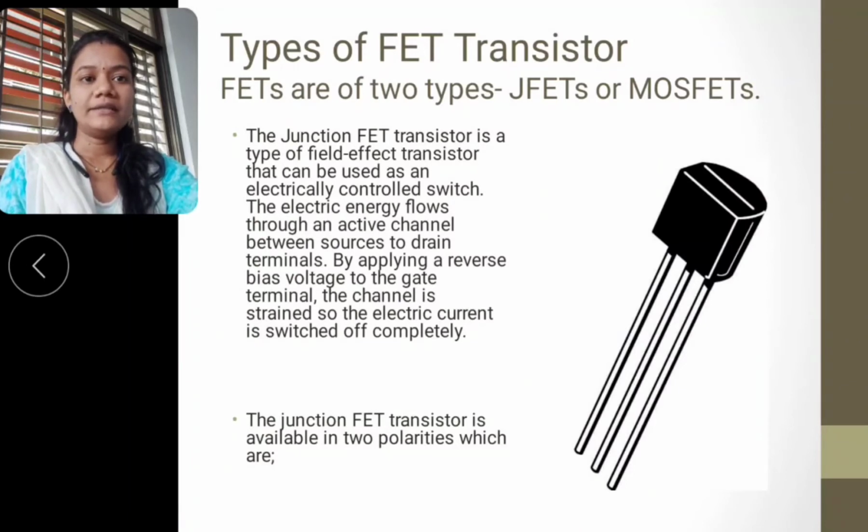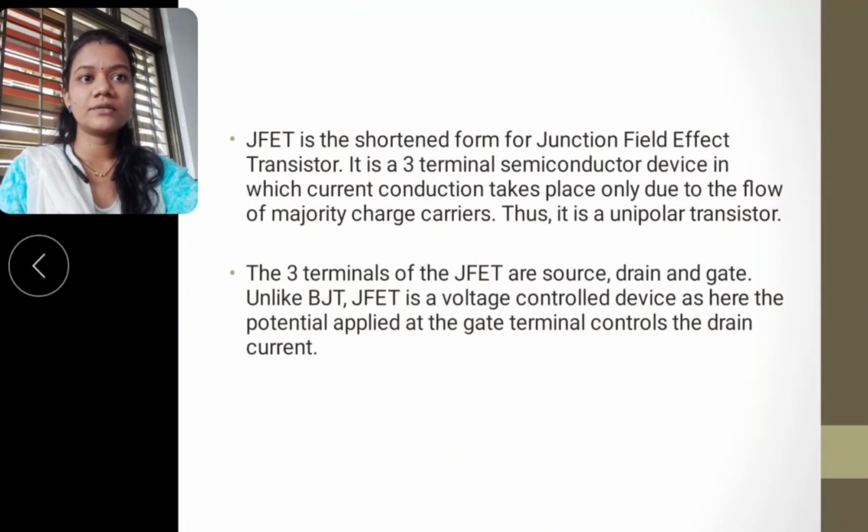Okay, and the JFET transistor is available in two polarities, depending on N channel JFET and P channel JFET. JFET is short for junction field effect transistor. It's a three-terminal semiconductor device as we see. Current conduction takes place only because of a single carrier, so that's why we call it a unipolar transistor.